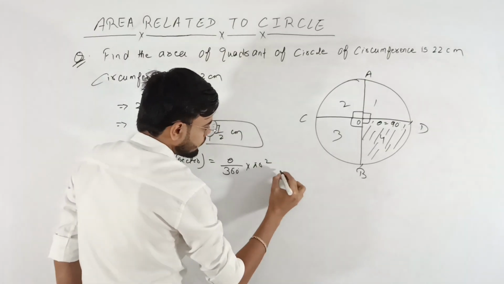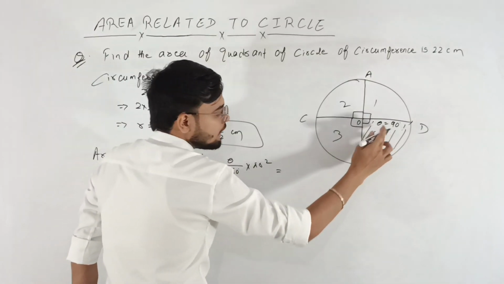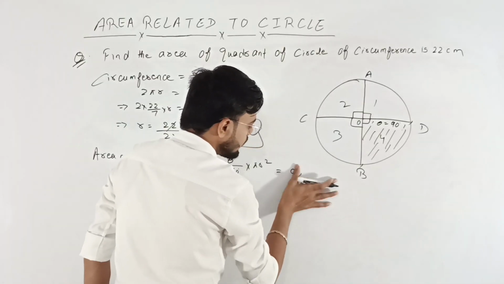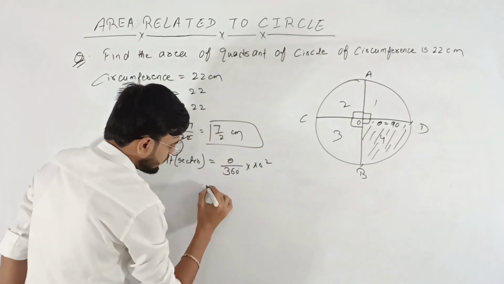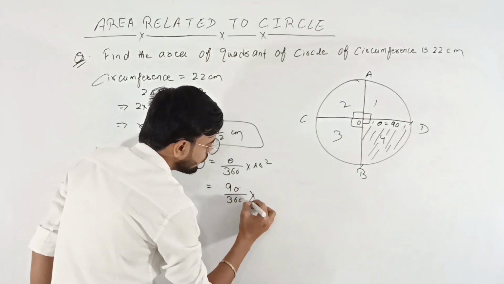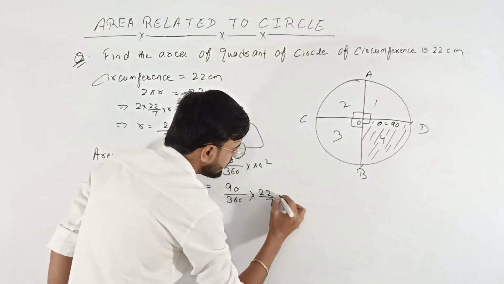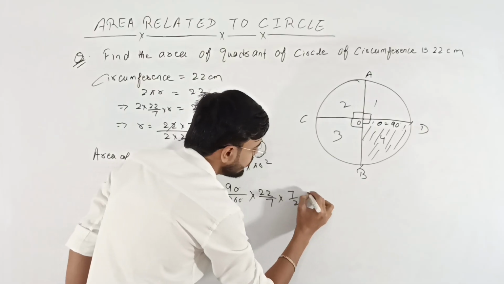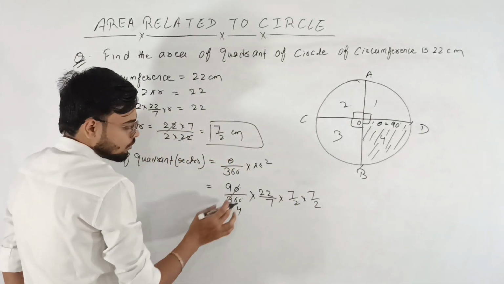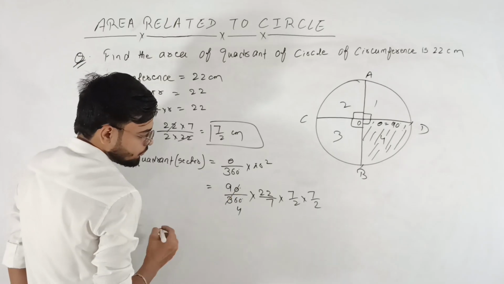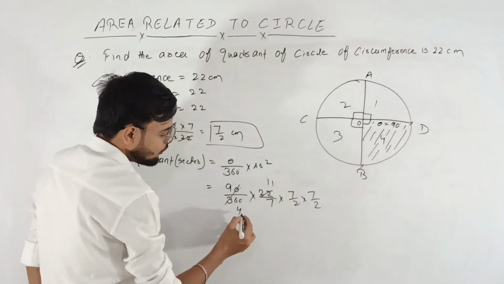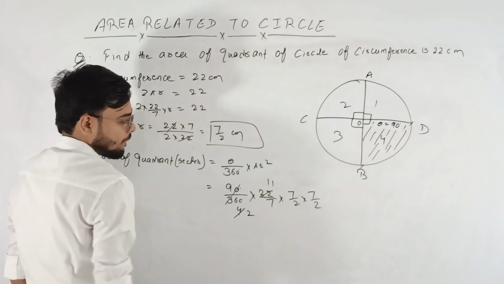So now look here, theta is what? Theta is 90 degree upon 360. I solve it just below. Theta is 90 upon 360 degree into pi is 22 upon 7 into r square, that is 7 upon 2 into 7 upon 2. Now 90 4s are 360, so 360 cancels by 90 4 times. Now this one is cancelled, 11 to 22, and now this is 2.